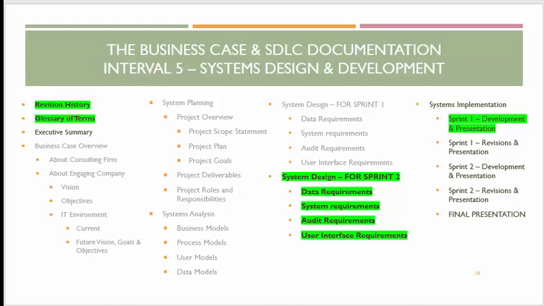In interval 5, which is course module 6, you're going to be asked to complete again the items highlighted in green, which is the beginning of the systems development portion of this project, where you'll be asked to develop what you designed in the actual CRM system for Sprint 1.